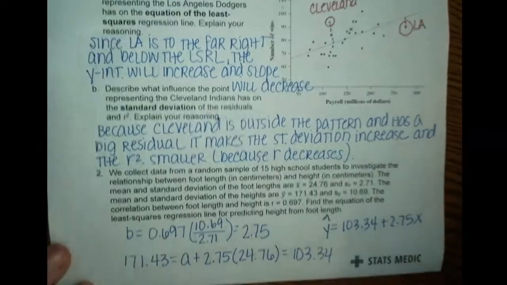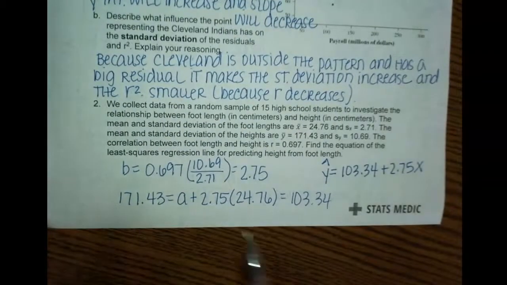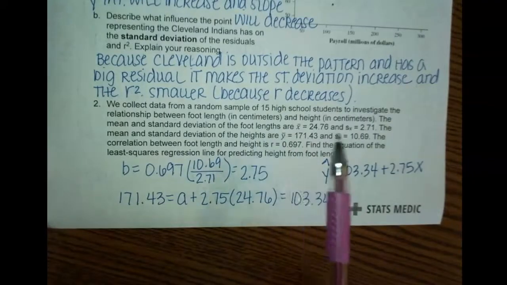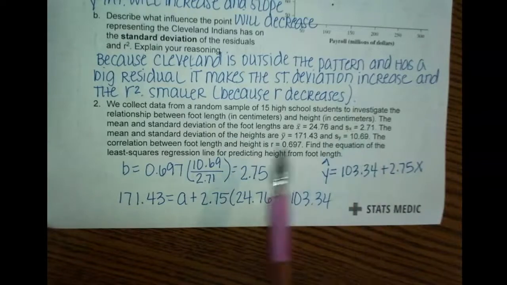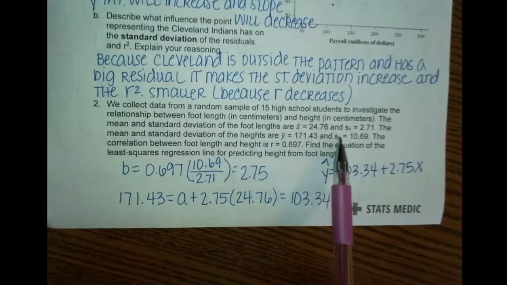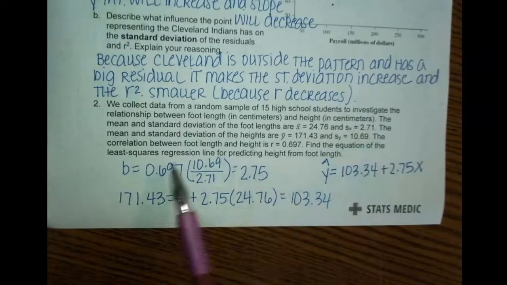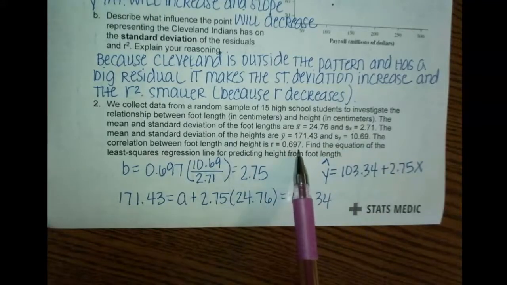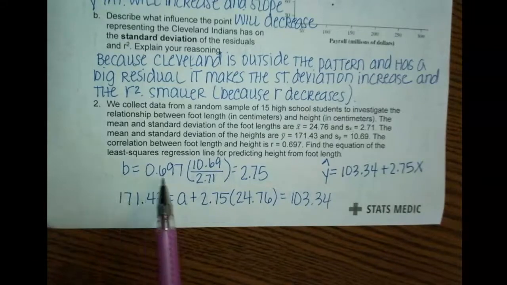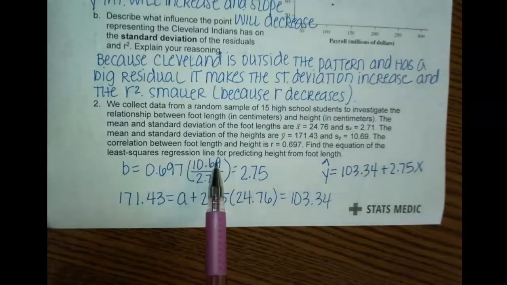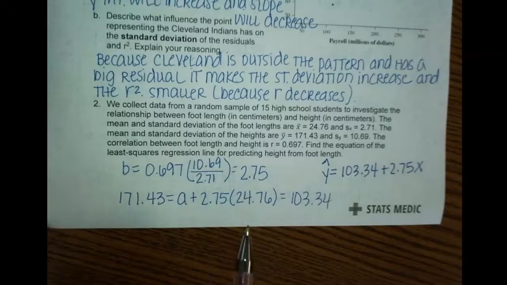Okay. And our second question, we had a whole bunch of summary statistics. We had x bar and the standard deviation of the residuals for x, and we had y bar and the standard deviation of the residuals for y, and then we had a correlation coefficient between them. So to find the least squares regression line, we could find our slope by taking our correlation times the standard deviation of the residuals for y divided by the standard deviation of the residuals for x, and I got 2.75.